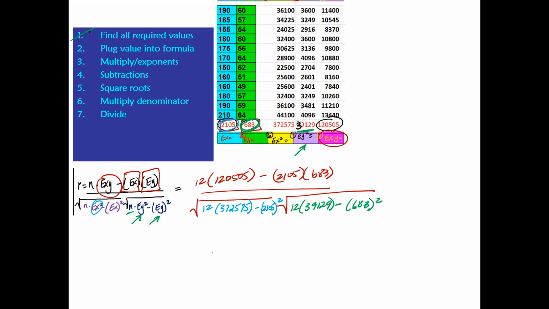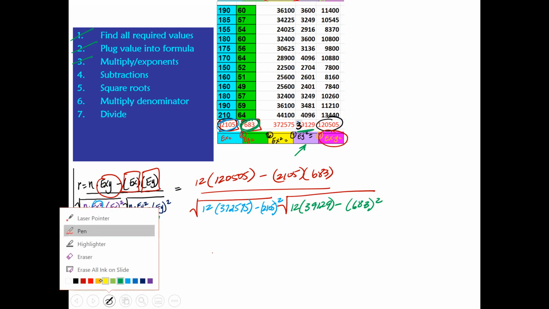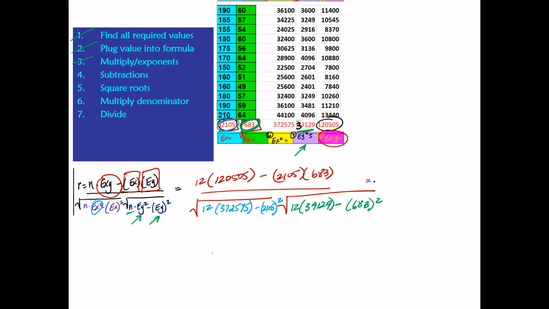So find all the required numbers, plug into the formula, multiply the exponent. So we want to do that. And so if I multiply this, if I take a look at the one on top, I have 120505 times 12, which is going to give me 1446,060.